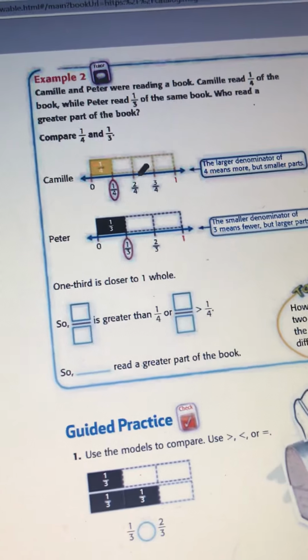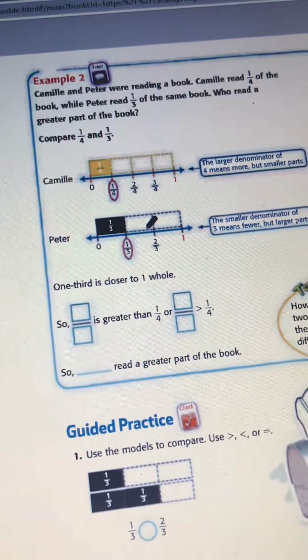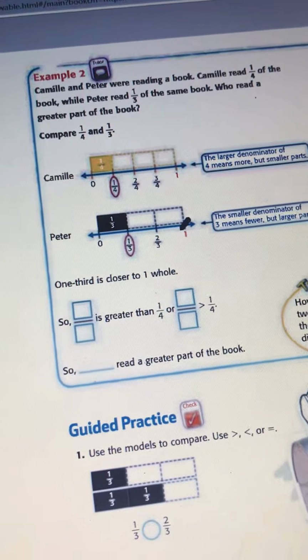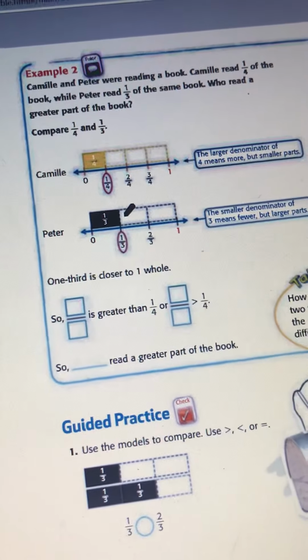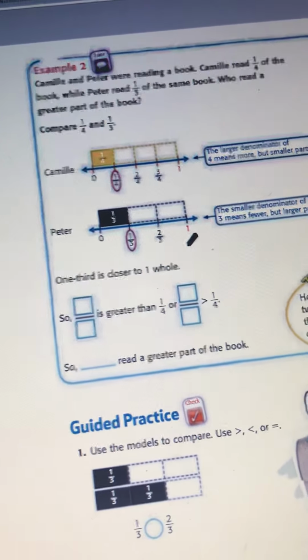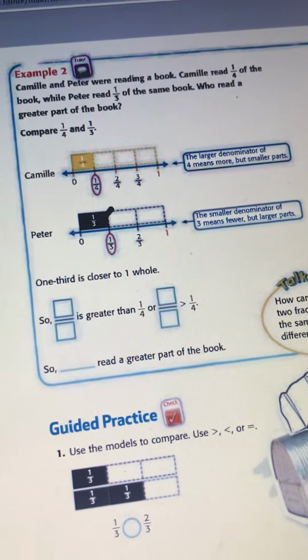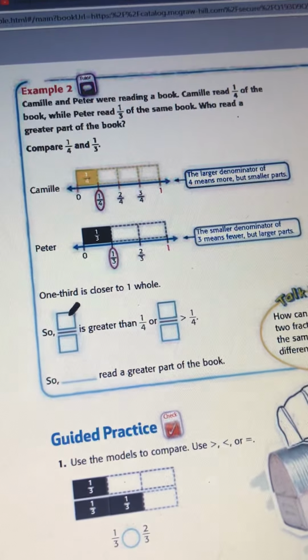So again, in comparing two fractions, we will check which fraction is closer to 1. Is it Camille's 1/4, or Peter's 1/3? Which is closer to 1? Or, using the fraction tile, which has the bigger size? 1/3 or 1/4? Great, 1/3.